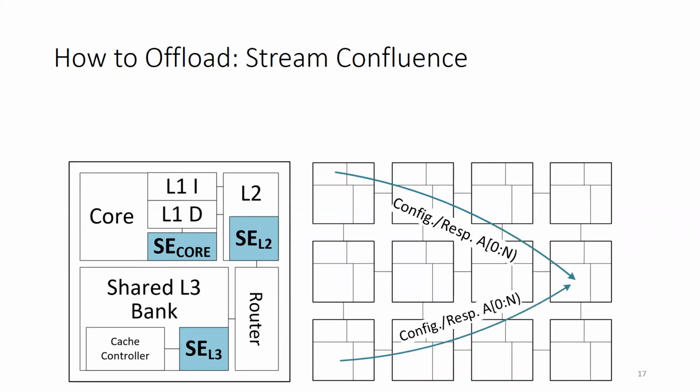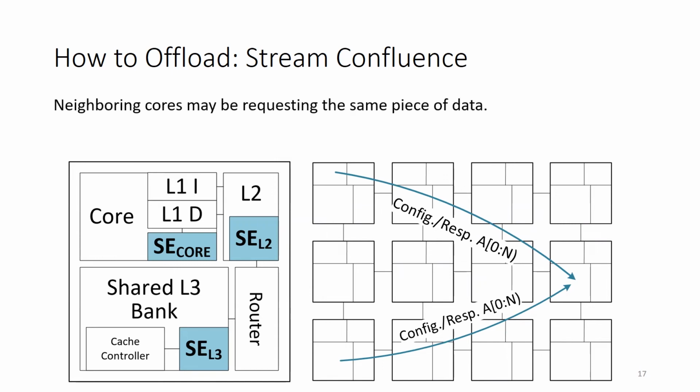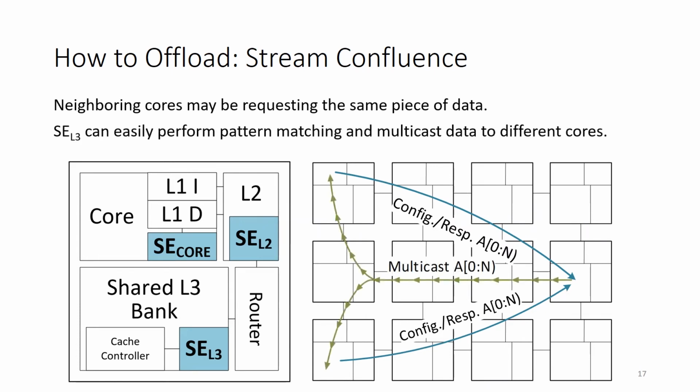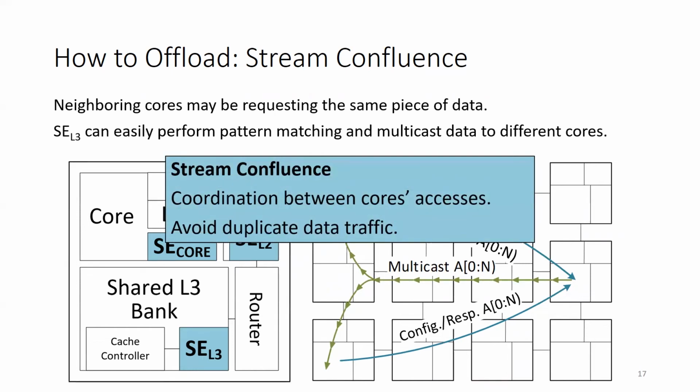Finally, neighboring cores may be requesting the same piece of data. With streams, this can be easily detected by comparing their stream parameters, and the L3 stream engine can multicast the data to different cores. We call this optimization stream confluence, which enables coordinated memory access between cores and avoids duplicated data traffic.